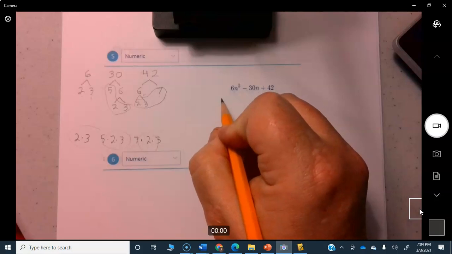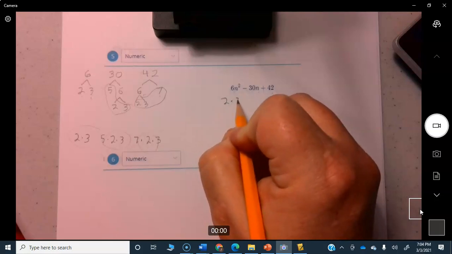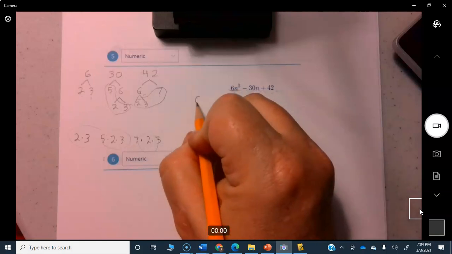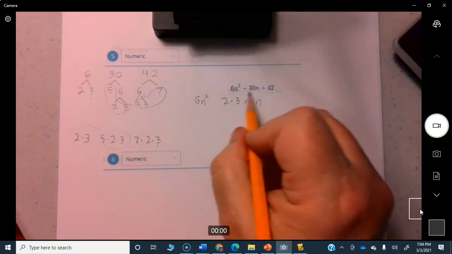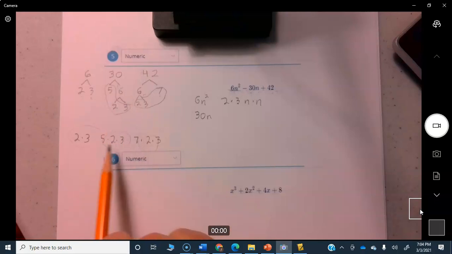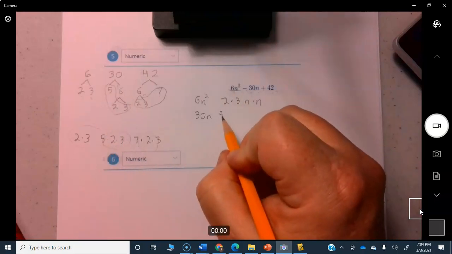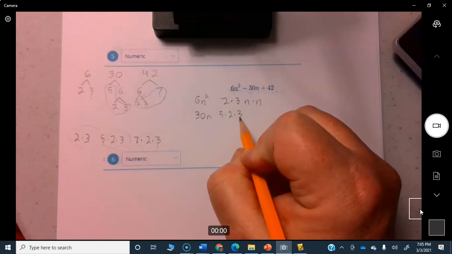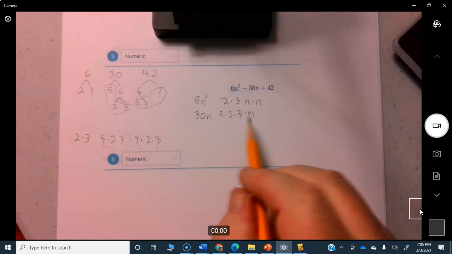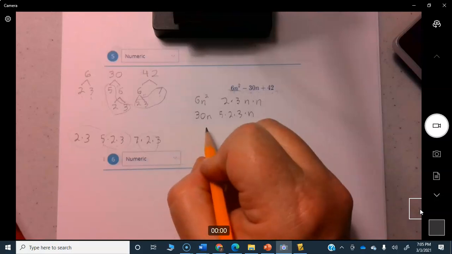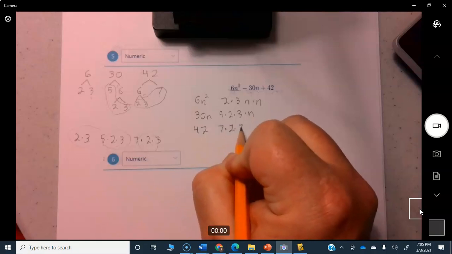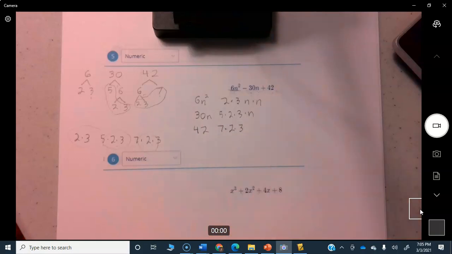So let's go ahead, and it's 2 times 3 times n times n. That's this one right here. So this is the 6n squared. Let's go ahead and label that. The 30n is going to be this: 5 times 2 times 3, and then there's the n there times n. And then finally 42 is going to be 7 times 2 times 3, and there's no n there, so you just have to leave that.